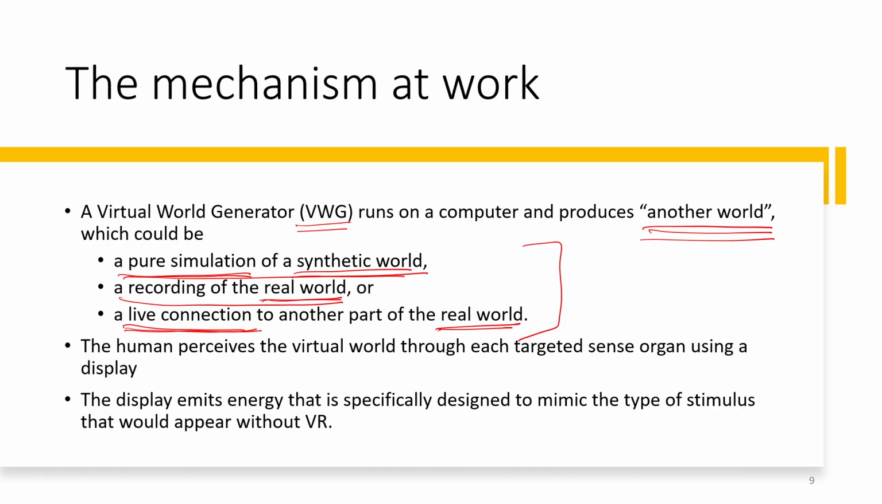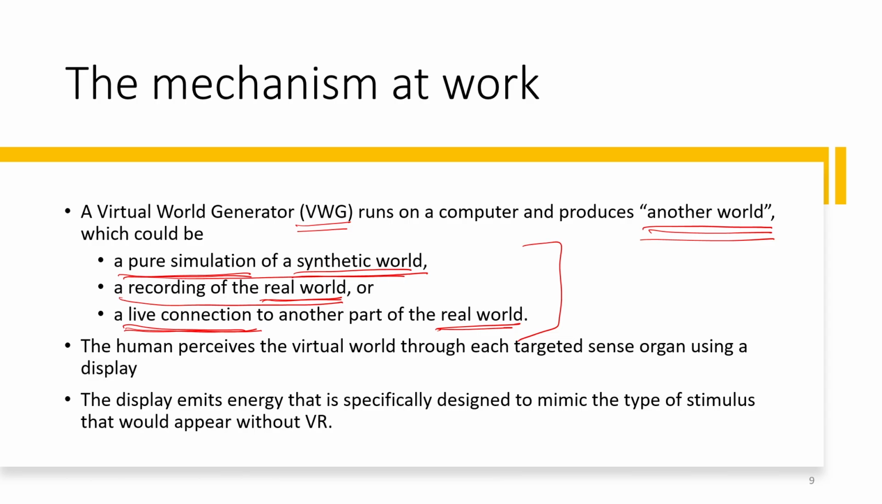So, we grab images from a remote location, send it through the internet maybe, and then send it to the display on our PC, and that is then shown to the user maybe through a head mounted display. So, all of these consist of virtual worlds. So, these are types of virtual worlds that may be generated and shown on a display to a user.